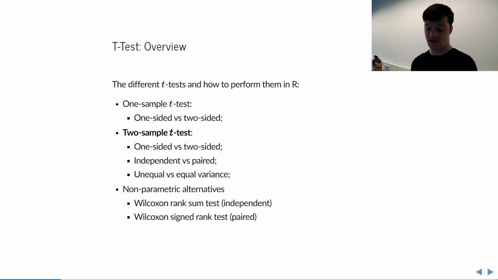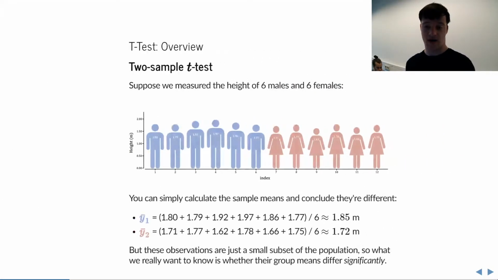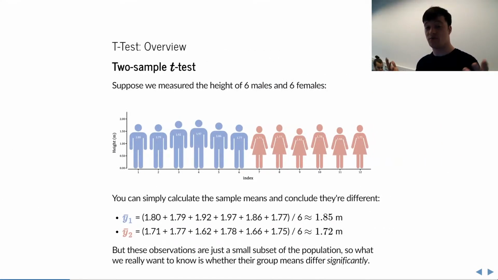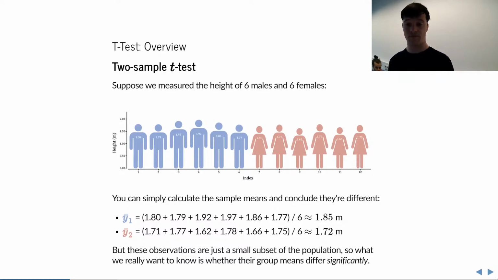Okay, next is the two-sample t-test. In this case, you compare two groups. So we have a group of men, which have an average height of 1.85, and a group of women, which have an average height of 1.72. But again, we're not interested in these individuals. We're interested in the source of these individuals, right? So do these groups differ significantly, or could they have come from a population where males and females have equal height? That's what we want to find out.